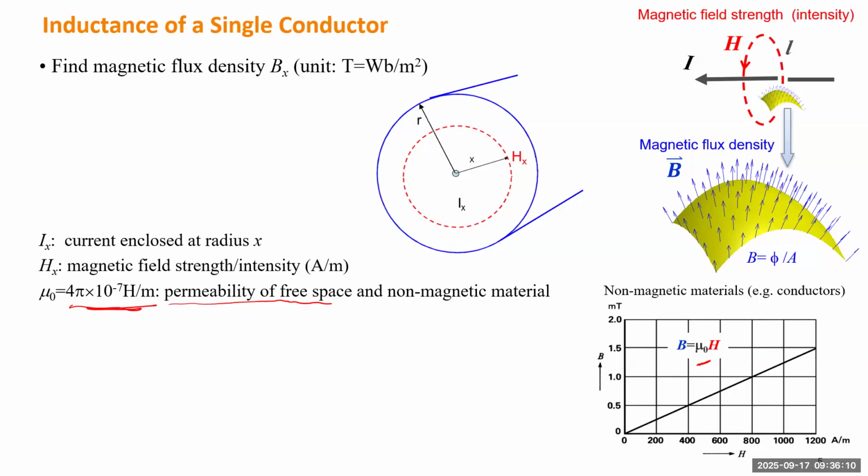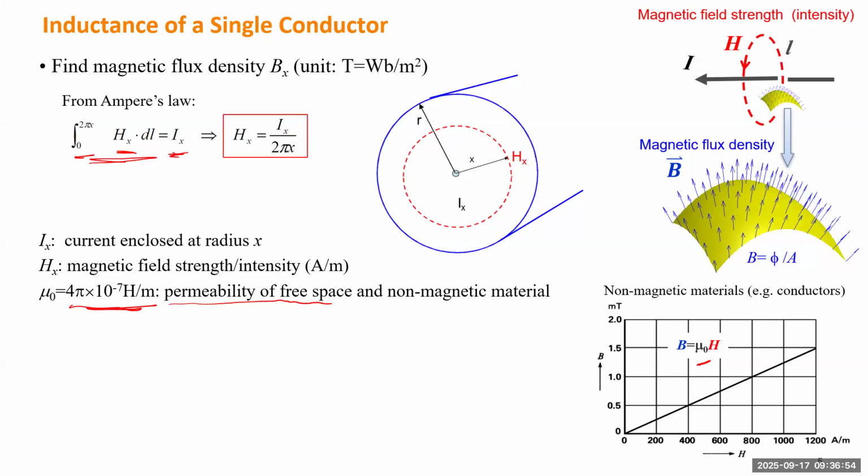Okay, so now we're ready to calculate the magnetic flux density Bx. This is proportional to Hx by a factor of mu zero. But first, we need to apply Ampere's law. Ampere's law tells us the current will depend on the magnetic field. If we integrate the magnetic field over a circle, that will tell you how much current is inside this magnetic field.